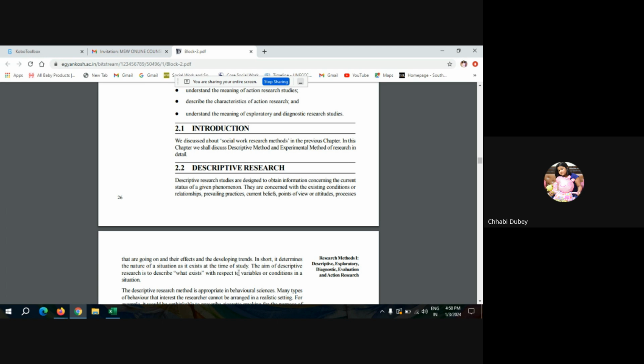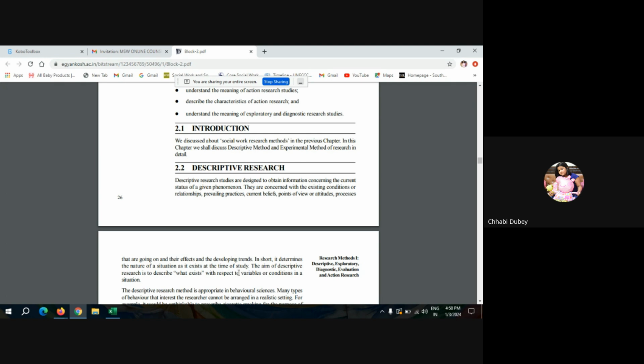Okay, they are only concerned with the existing conditions or relationships, whatever prevailing practices, belief systems, points of view, or attitudes are going on, and what effect they have on the society, and the developing trends.